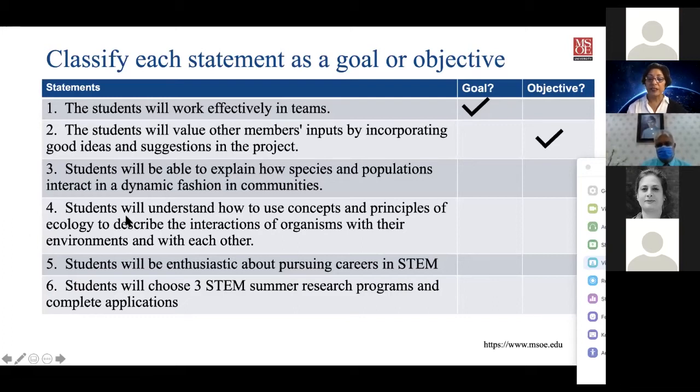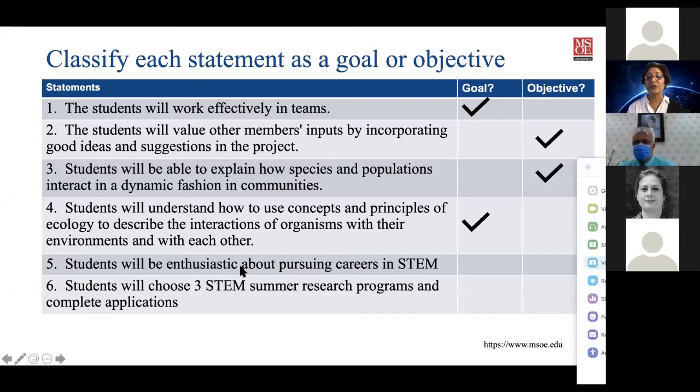Students will be able to explain how species and populations interact in a dynamic fashion in communities, and that is also an objective because it is tangible. Students will understand how to use concepts and principles of ecology. That is a goal, because as soon as I said understand, I have no way of knowing if my student understands what I think he has understood or not. So that is very difficult to tangibly put into an exam, right? I can only ask the facts.